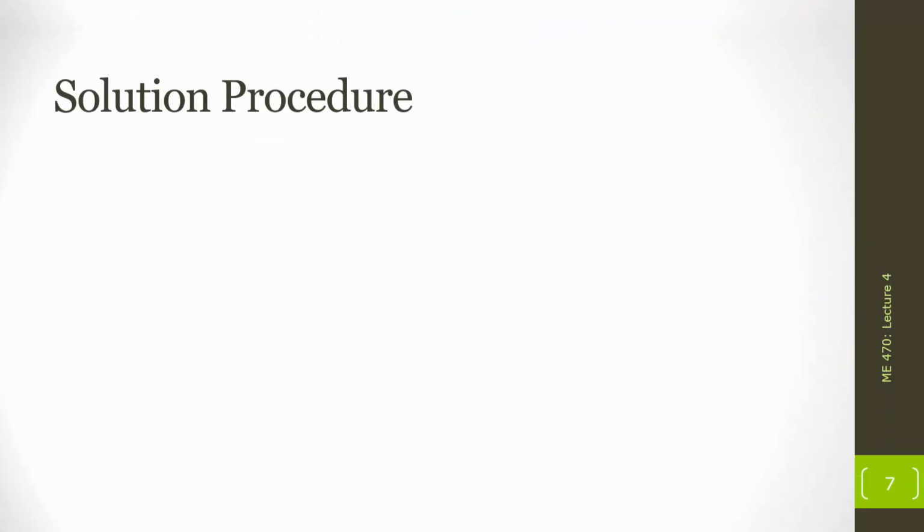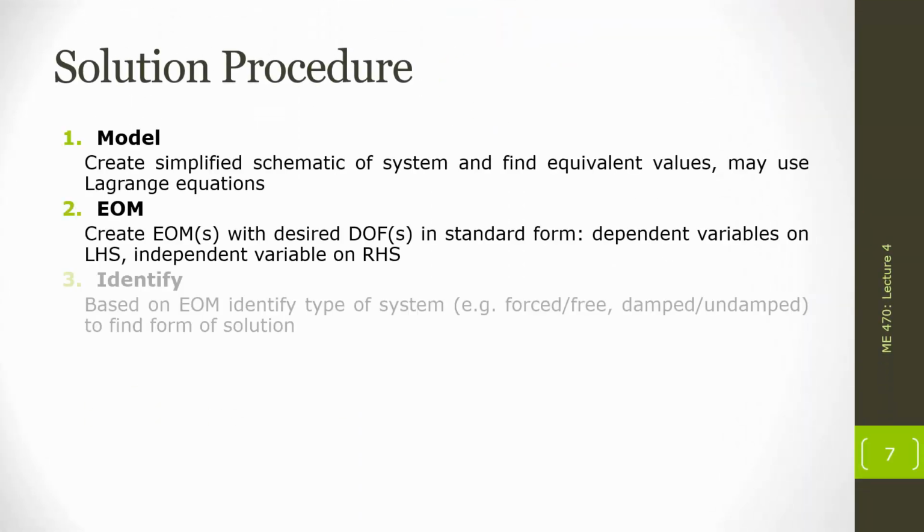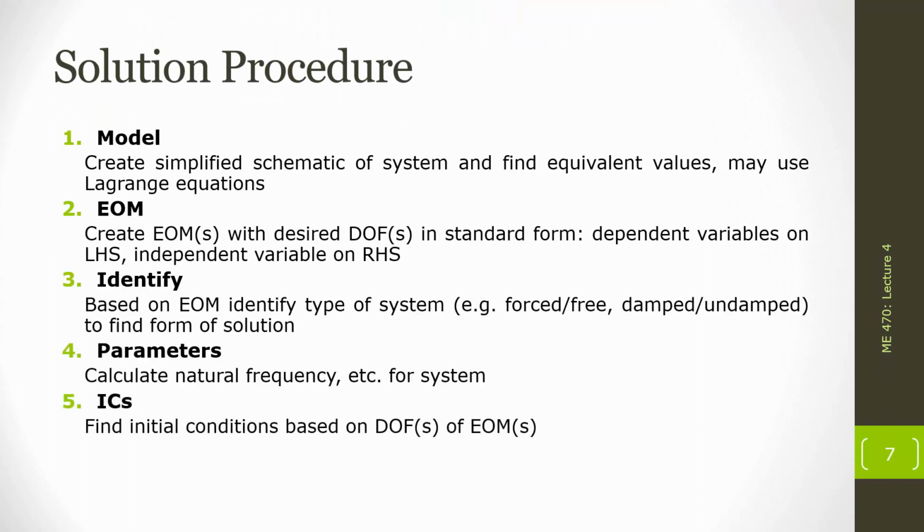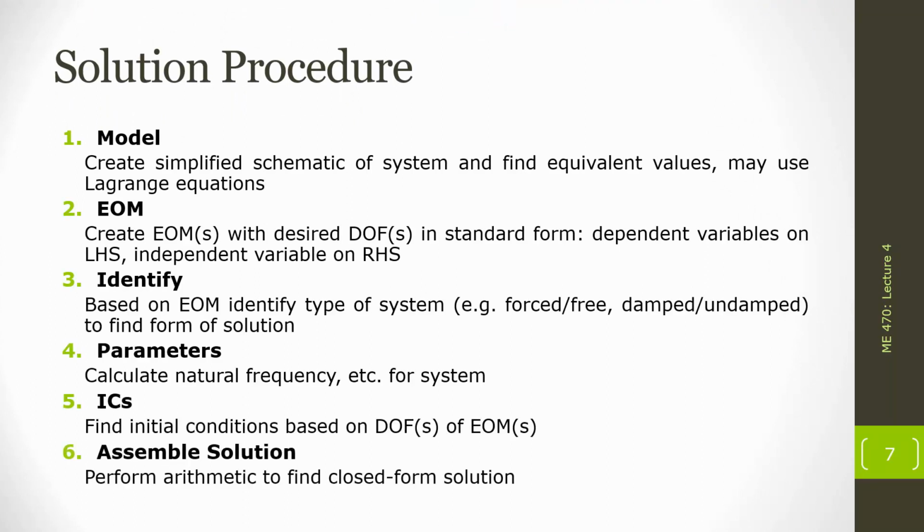Now our solution procedure is really going to be exactly the same order that we saw before when we were talking about free vibrations. We still need to model our system, possibly using Lagrange equations. Maybe it's already pretty simple. We have to identify our equation of motion. Now that's going to get more complicated in this identify step because we have to look at, is it damped or undamped, and what do we have on the right-hand side?